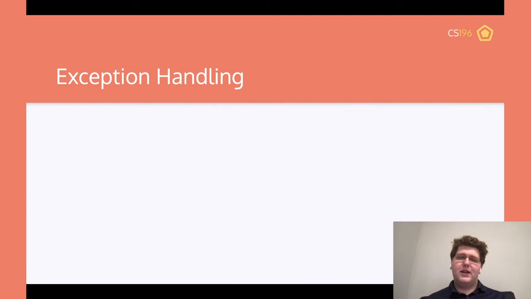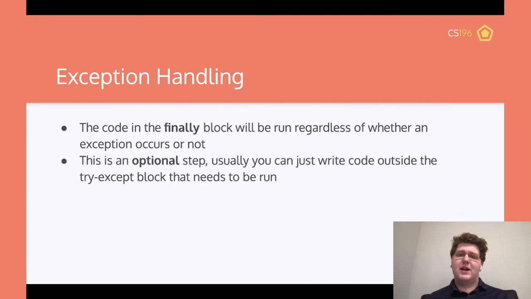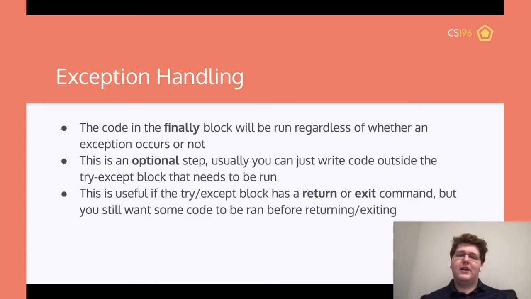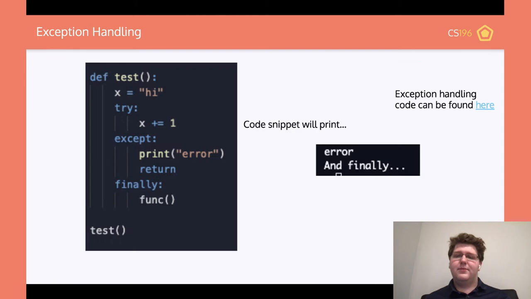Another example is where you use the finally block. This is optional, and it really depends on the case where you need it. It's really useful when you're using something like a return or exit command, so that you can still run a little bit of code even though you're running into an issue.